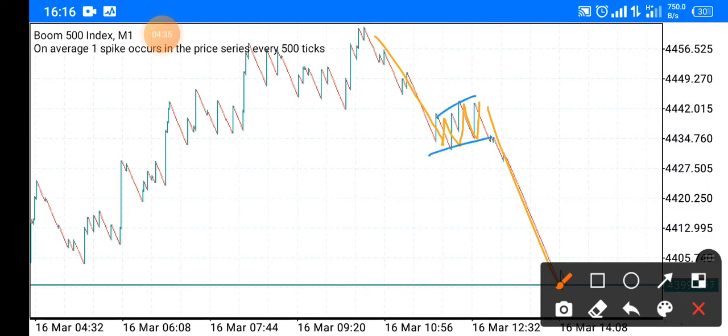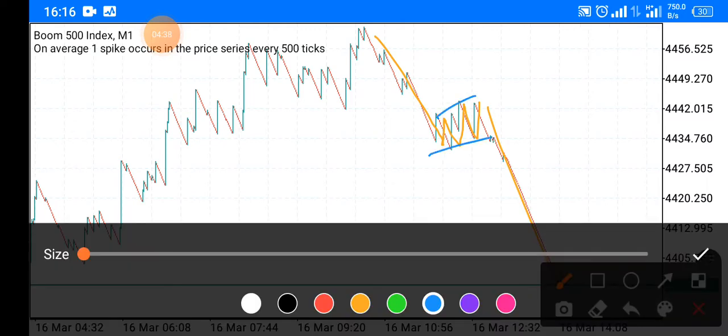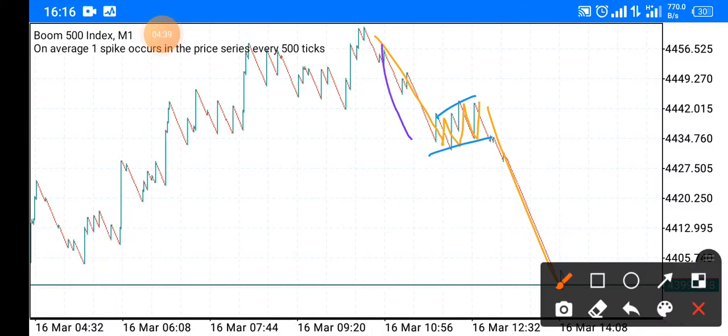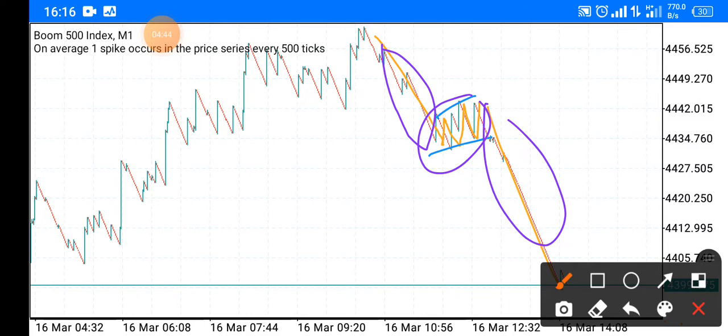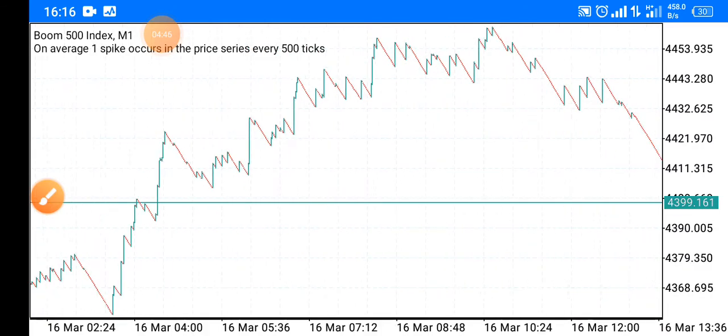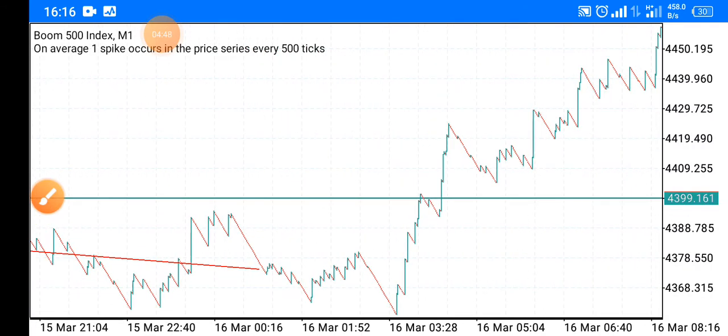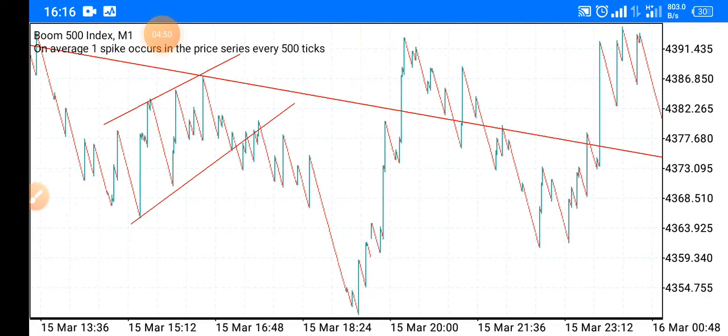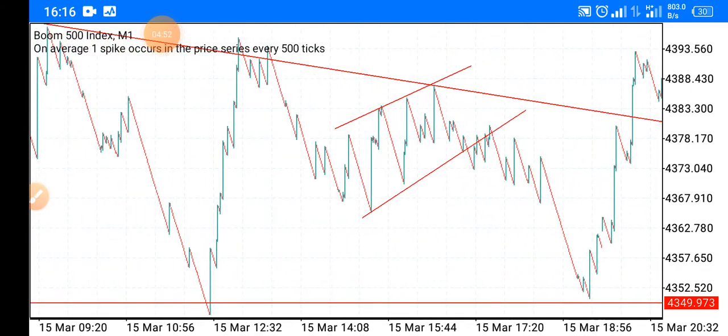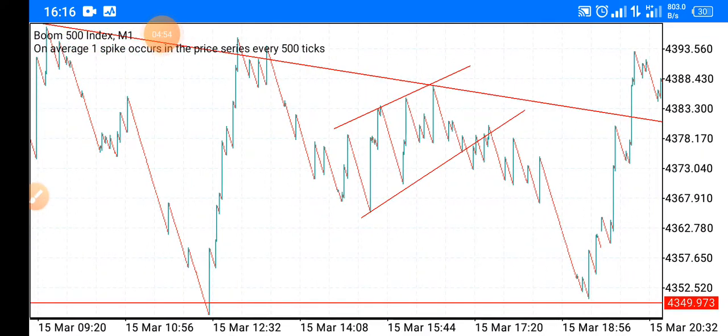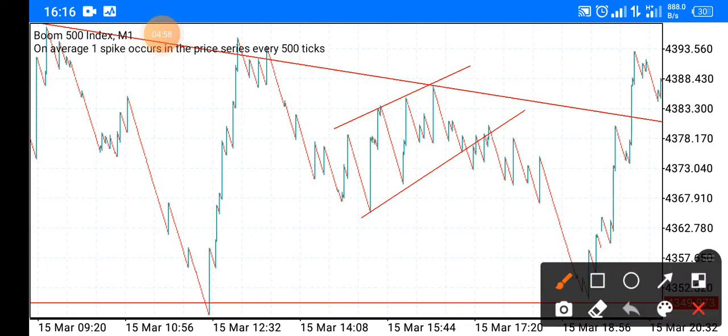That's our flag. As you can see, this is the first pull right there, then the second pull. That's our flag right there. Okay, so that's what we're going to be looking for. You just have to notice an impulsive move, then the break in the market structure, breaking the trend line.